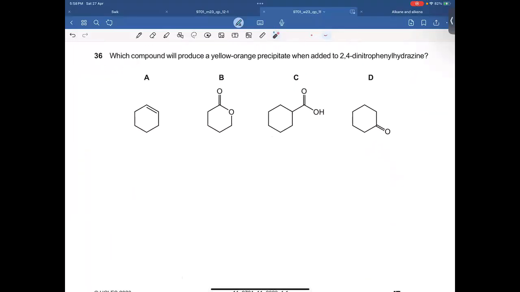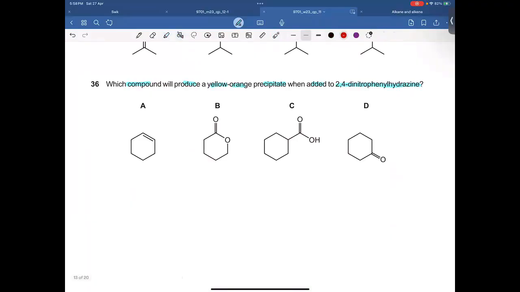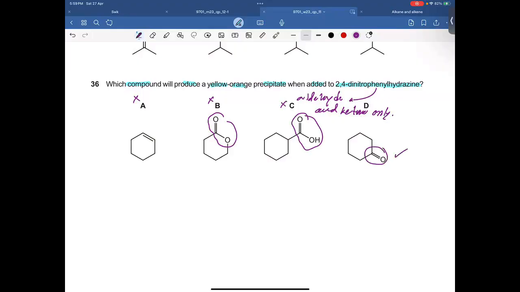Question number 36. Which compound will produce a yellow-orange precipitate when added to 2,4-DNPH? 2,4-DNPH is always applicable for aldehyde and ketone only. This is not aldehyde. This is ester, not aldehyde. This is carboxylic acid, not aldehyde or ketone. This is ketone. It is right, and therefore D is going to be the right answer. Okay, that's an easy question.